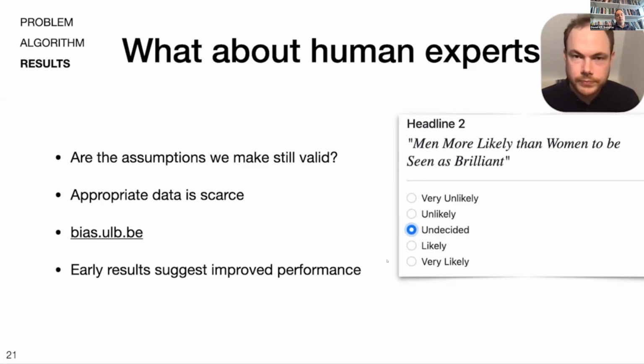But anyway, the results we have collected through this platform suggest that our algorithm indeed also works with human experts. We're still collecting more data, but early results are suggesting that it also works.